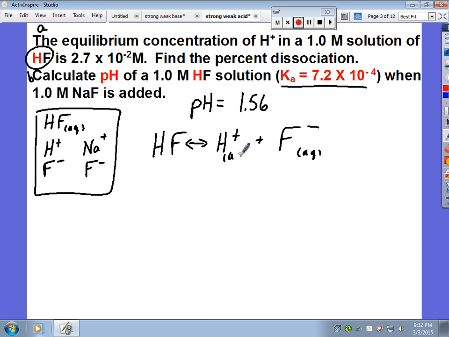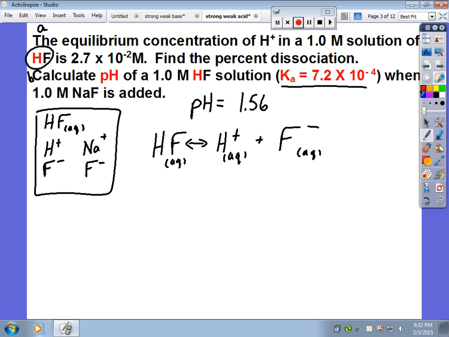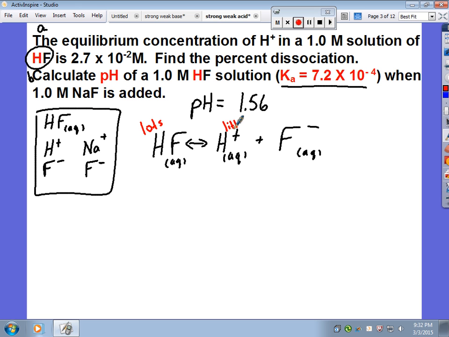And think about it for a second. If this has a Ka value, that means what? That means I have lots of this and very little of these two. Right? And we know that we have 1 molar and none of this and none of this. So I'm going to go ahead and ICE it.